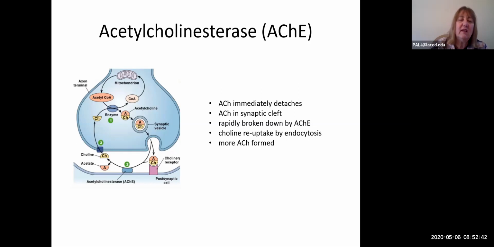The choline, by endocytosis, will be retaken up into the presynaptic terminal bouton in a little vesicle, where once again, it can meet up with some more acetyl-CoA and form more neurotransmitter, acetylcholine, sitting in a synaptic vesicle. Meanwhile, the acetate is just diffusing away to areas of lower concentration.